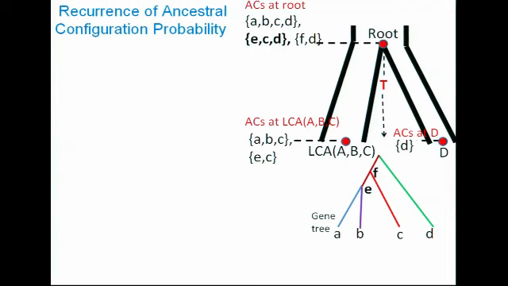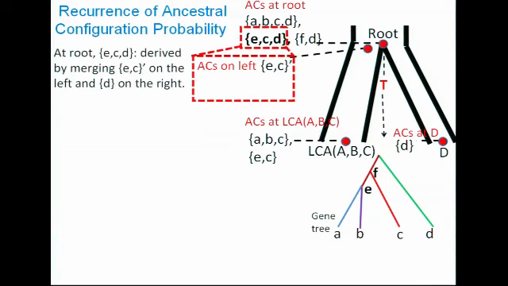And at the root we have three choices, and for each of the choices a different way of arising. So let's look at the ECD. In this particular case, ECD is obtained by merging of lineages from left and right, and the lineage coming from the left has to be EC. So this is coming from EC, right? The lineage on the right will be D.